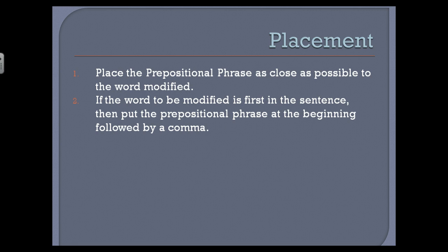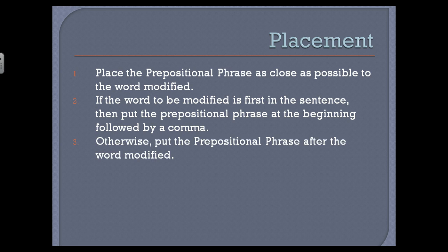Again, if the word to be modified is first in a sentence, then you can try simply putting the whole phrase at the beginning followed by a comma. Your other option, if the first word is a simple subject, is to do it immediately following. Otherwise, anywhere in the sentence, the prepositional phrase should come immediately after the word it modifies. Sometimes it's confusing because you may have multiple prepositional phrases in a row, in which case the phrase that follows should be modifying only the object of the previous prepositional phrase.